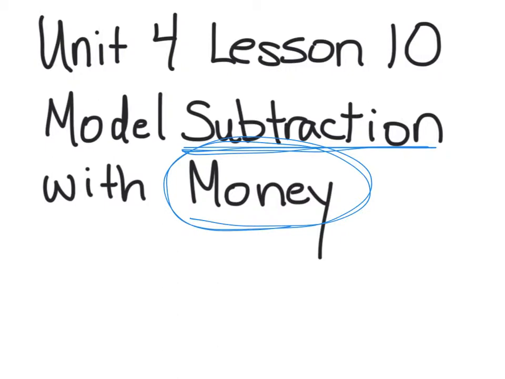Okay, so we are going to start with a couple materials. You're going to need your SAB, a pencil, and a bag of money from the bin next to the window. Make sure you grab a bag of money, and there should be a dollar bill and some pennies and some dimes in there. And then for this lesson, you're going to need a partner.